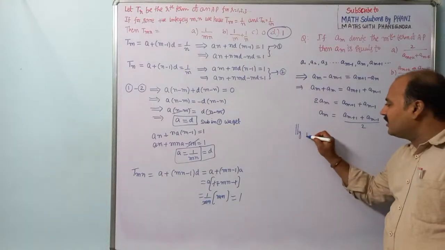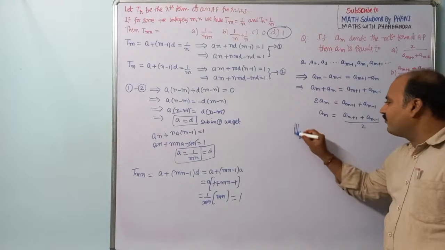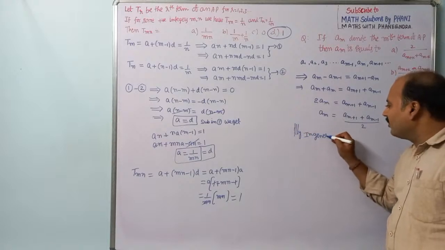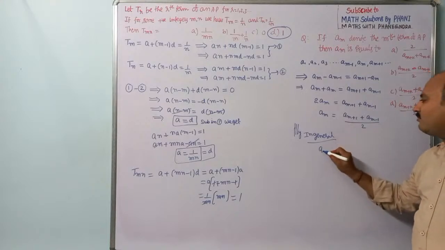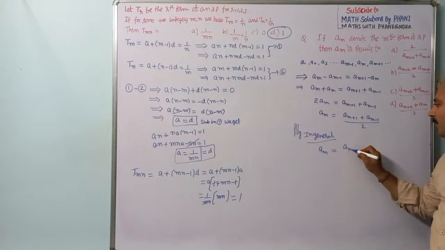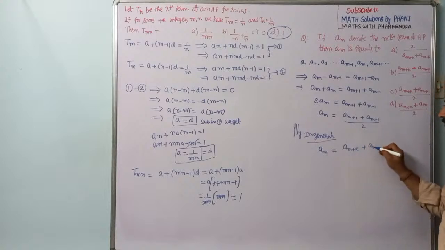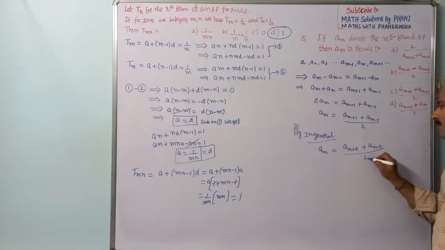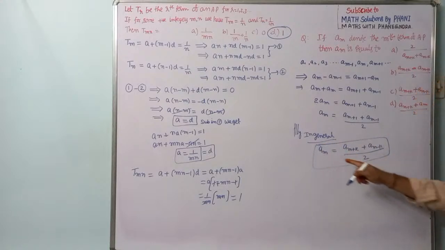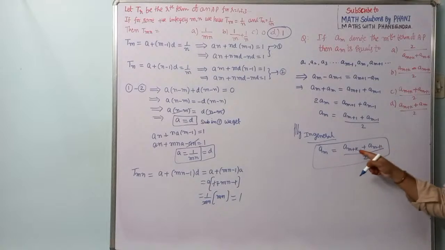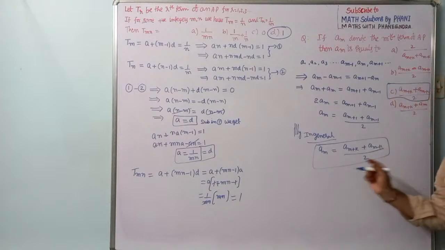Similarly, in general, for the kth term we are going to write accordingly. Am we can write as am plus kth term plus am minus kth term by 2. Am I right, dear students? This is the way also we can write it. So am equal to am plus k plus am minus k divided by 2. It is there in the third option, dear students. I hope you understand. We'll move on to another set of questions.